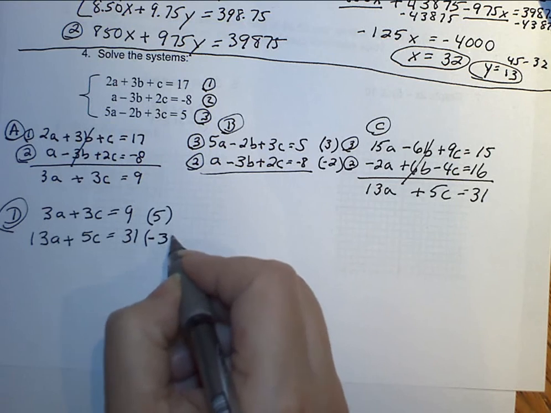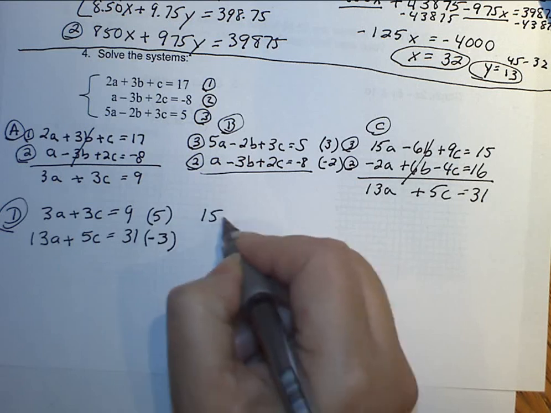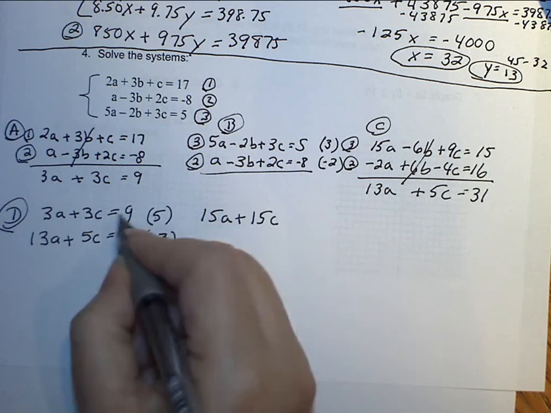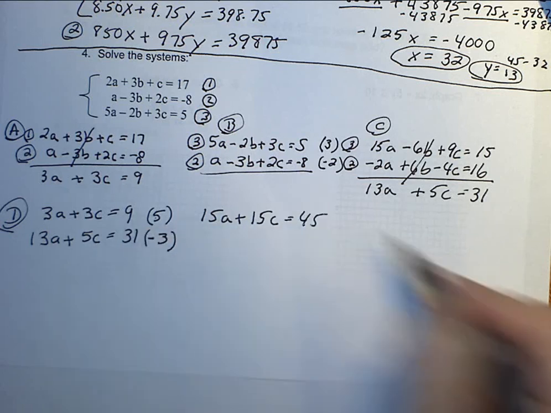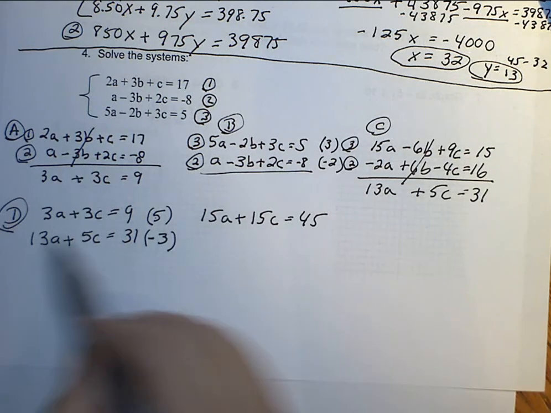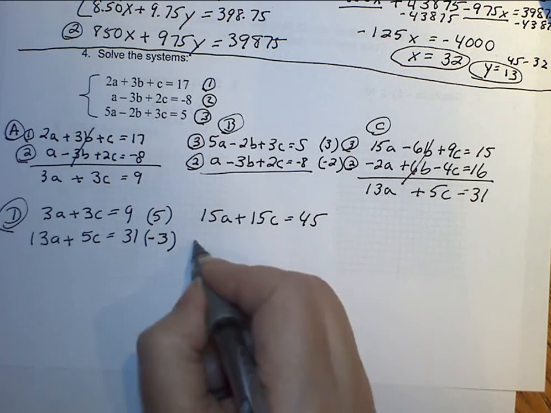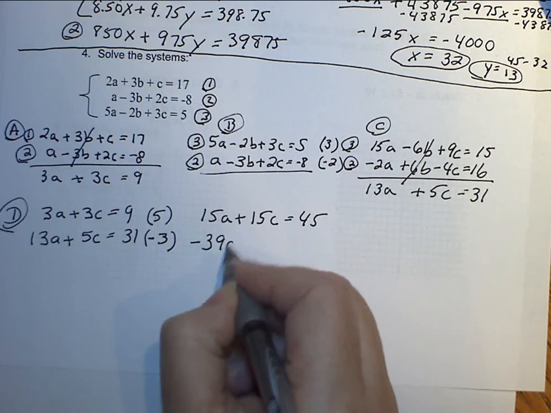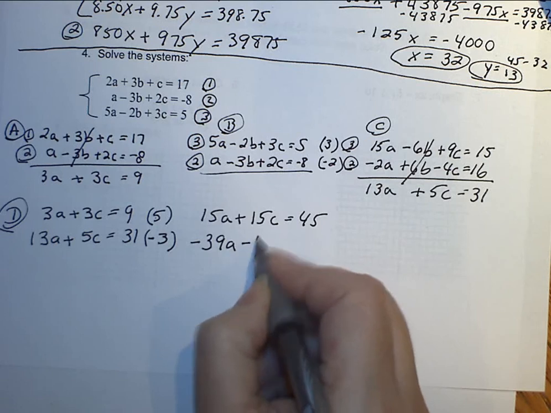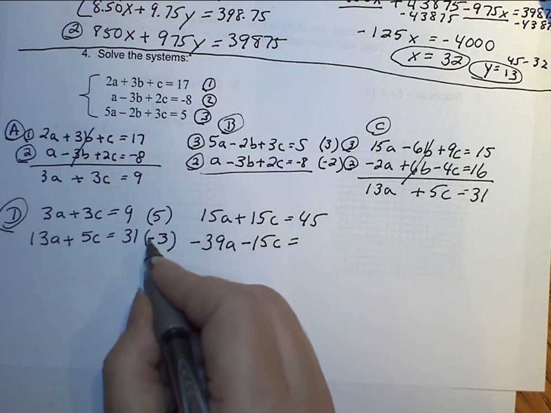5 times 3 is 15a. 5 times 3 is 15c, and equal to 45. Distribute this to here. 13 times negative 3 gives you negative 39a. Negative 3 times 5, negative 15c, which is equal to 31 times negative 3, negative 93.